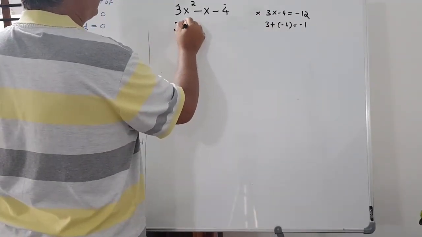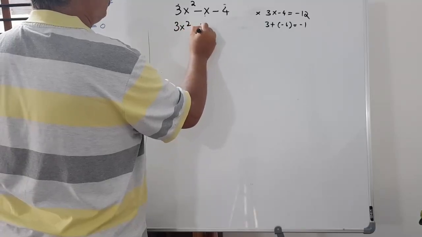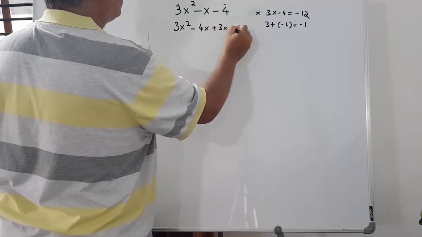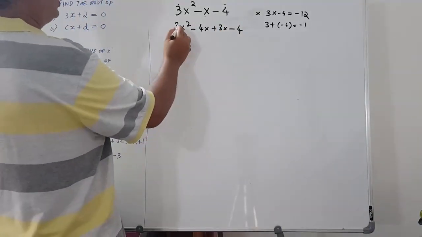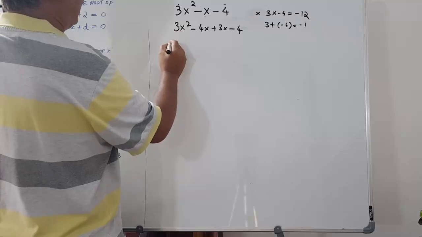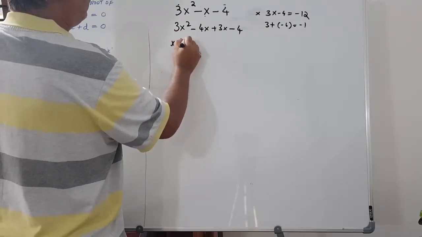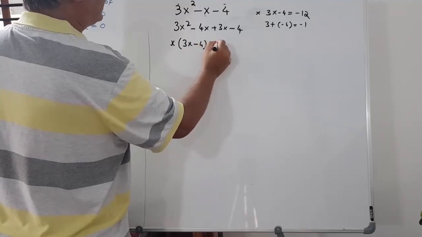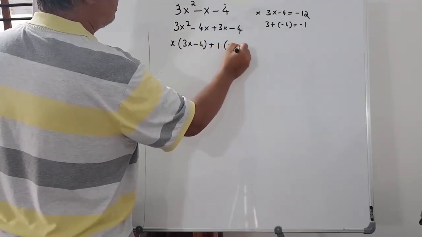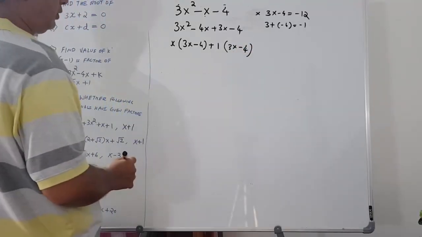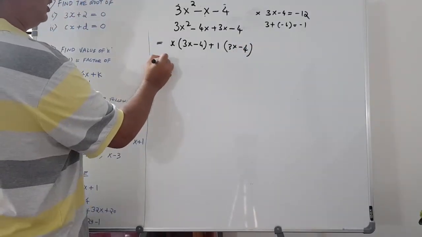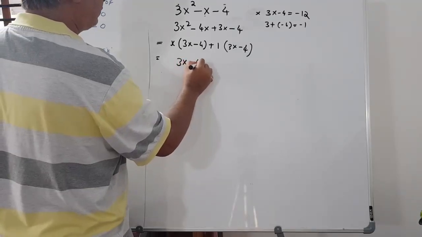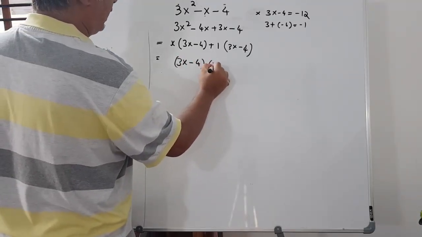So we get 3x squared minus 4x plus 3x minus 4. Here we can factorize these first two terms: if we pull out x as common, we get x into 3x minus 4, plus 1 into 3x minus 4. So we can take out 3x minus 4 common, and you get 3x minus 4 into x plus 1.